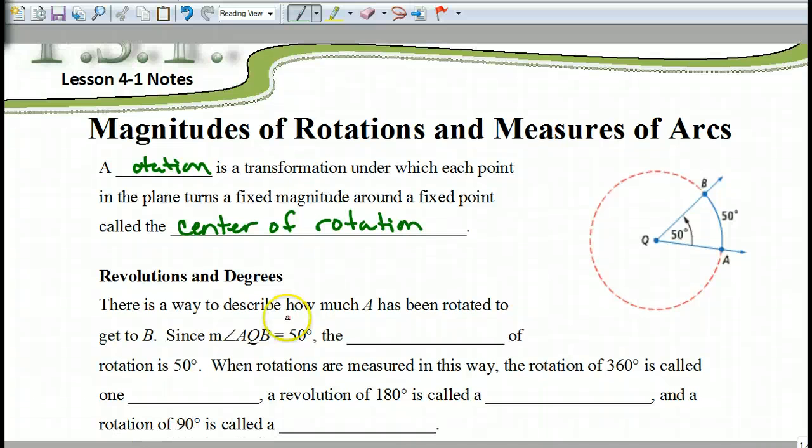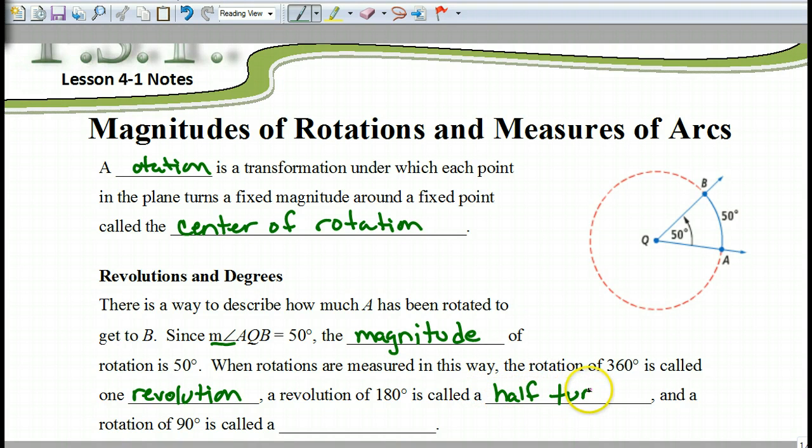Okay, so revolutions and degrees, there is a way to describe how much A has been rotated to get to B. If you ever see this, it's little m angle, that's the measure of the angle. The measure of angle AQB is 50 degrees, so the magnitude of the rotation is 50 degrees. When rotations are measured in this way, the rotation of 360 degrees is called one revolution. A rotation of 180 degrees is called a half turn. And a rotation of 90 degrees is called a quarter turn. Okay, so 360 is a full turn, 180 is a half turn, 90 degrees is a quarter turn.